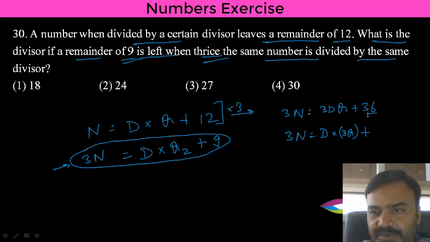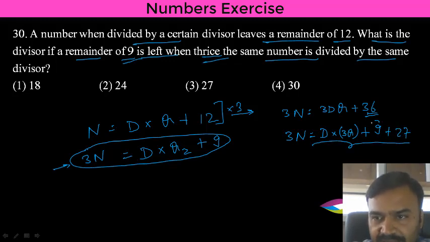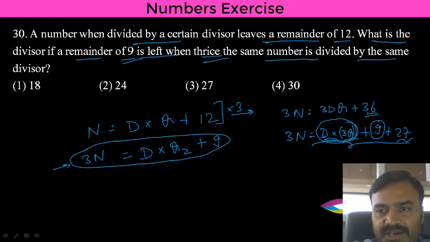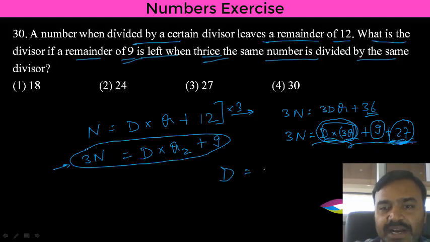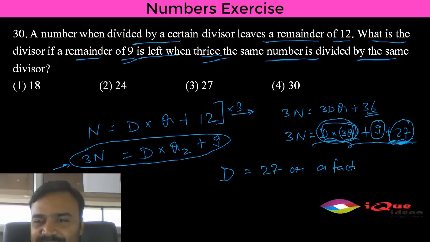So if I separate 9 from 36, it is plus 9 plus 27. Now here I should get a remainder of 9. That means this entire remaining thing should be divisible by whatever we are dividing by. So our divisor has to be a factor of d into 3q and 27. Now 27, that means the divisor has to be either 27 or a factor of 27.